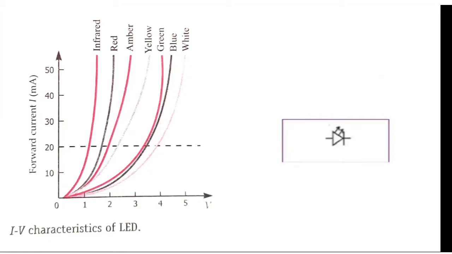The IV characteristics of LED is similar to that of a PN junction diode. We already mentioned it is working in forward biased state, so only forward characteristic it has. The curves come in the first quadrant, and different colored LEDs will have different IV characteristics as shown in the figure. And this is the symbol of LED.